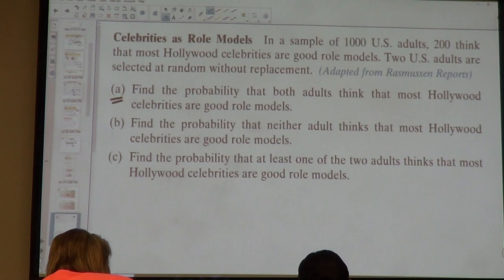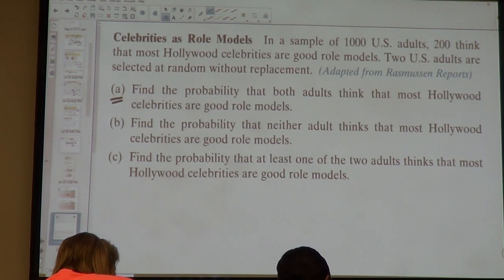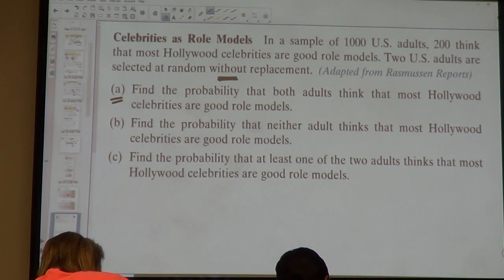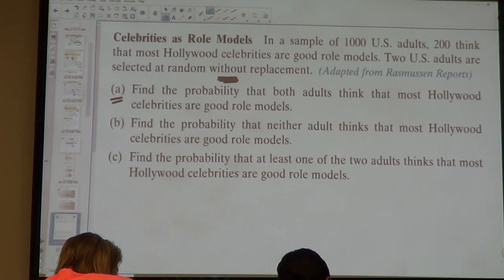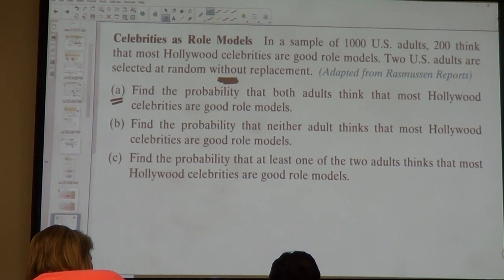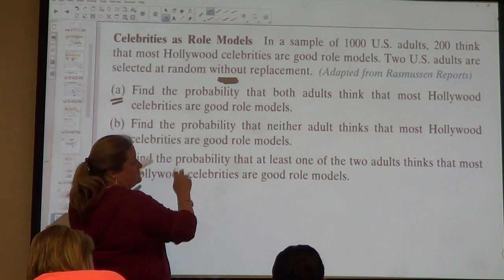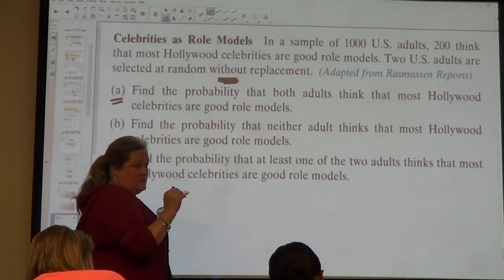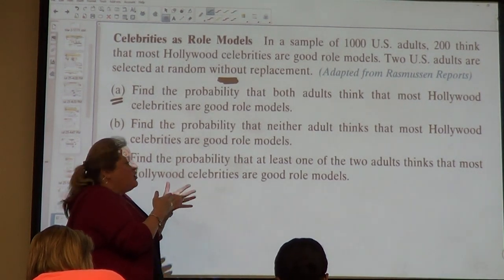Find the probability that both adults think that most Hollywood celebrities are good role models without replacement. I just want to see the decimal. So we're doing the probability of good and the probability of good. We're doing two adults without replacement. So probability of good without replacement.